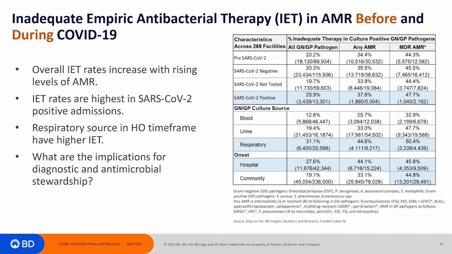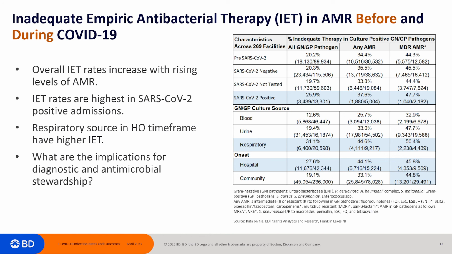And so taking a step back and looking at the bigger picture, we looked at inadequate empiric therapy before the pandemic and then during, and then juxtaposed those two timeframes. And overall, inappropriate or inadequate empiric therapy rates increase with rising levels of antimicrobial resistance. And so this is a correlation, not necessarily causation, but it is an indictment on how misused antimicrobials are and what the potential downstream ramifications can be. Inadequate empiric therapy rates are highest in SARS-CoV-2 positive admissions. So again, clinicians were perhaps erring on the side of caution during the beginning of the pandemic, but overusing antimicrobials overall in retrospect.